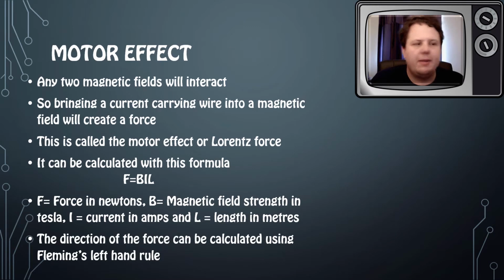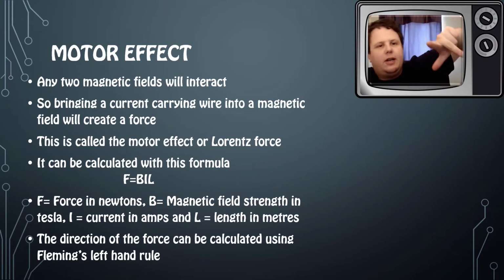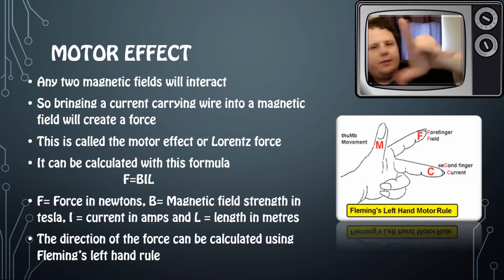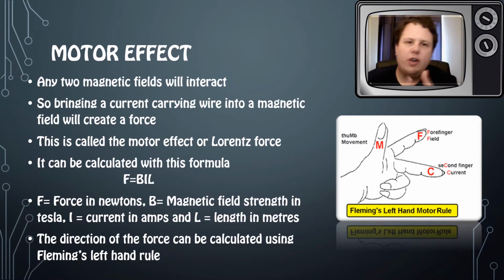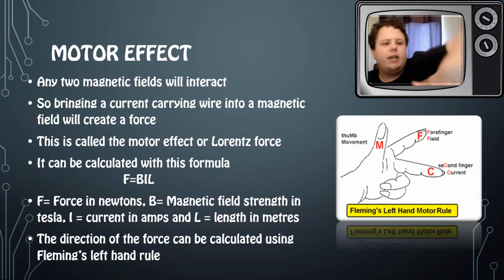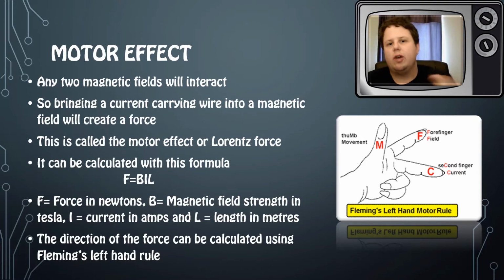Now we use Fleming's left-hand rule to calculate the direction of the force. So this is Fleming's left-hand rule. You take your left hand and you put it like this. Your thumb is motion, your first finger is field, and your second finger is current. And what you do is you have to rotate your hand round. You'll be given 2 and trying to work out the third, and you have to rotate your hand round to try and get it right.